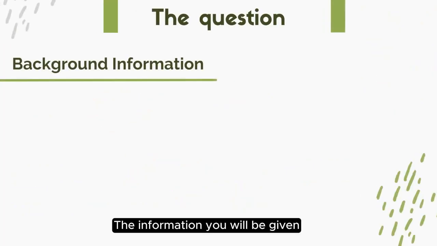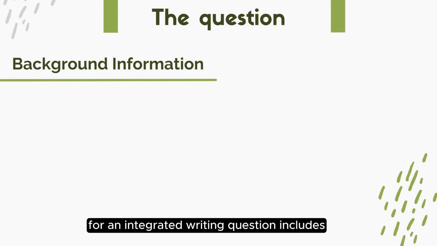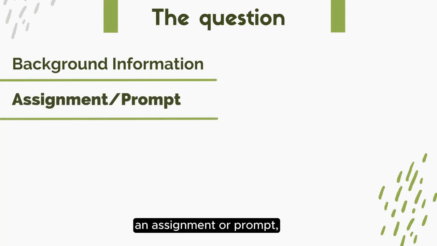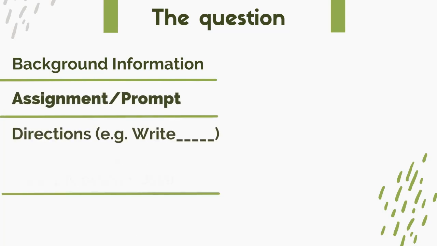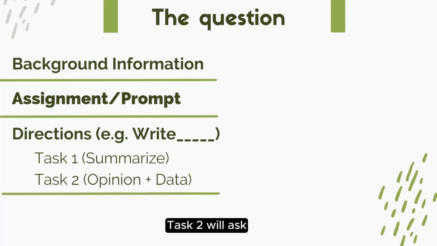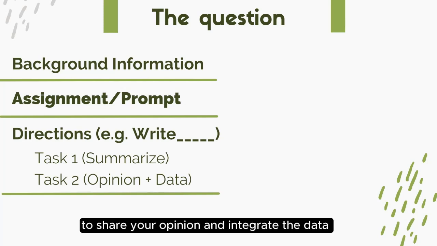The information you will be given for an integrated writing question includes background information, an assignment or prompt, directions, which will likely include 2 tasks. Task 1 will be to summarize the data. Task 2 will ask to share your opinion and integrate the data.